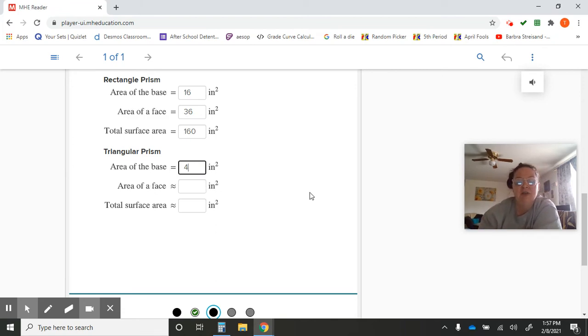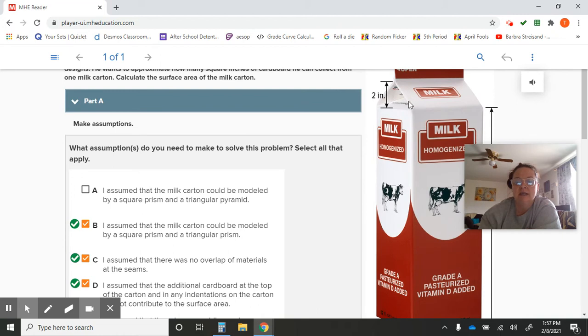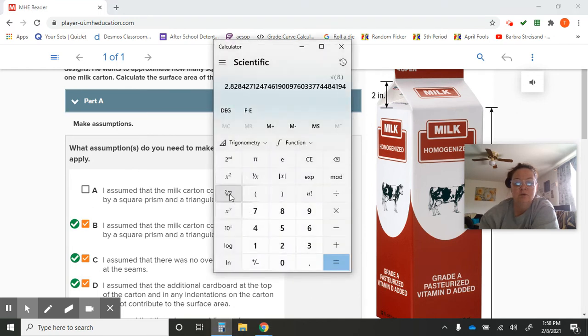And then to find the area of the face, we have to figure out this length here. So we're going to use the Pythagorean theorem because 2 is this one here, and half of this base is 2. So we're going to take 2 squared plus 2 squared, and then take the square root of that to figure out this length right here. 2 squared and 2 squared is 4 and 4, which is 8. So we're looking at the square root of 8 for this length, and then a length of 4 here. So the square root of 8 times 4 is 11.3, which is this part that just says the word milk.